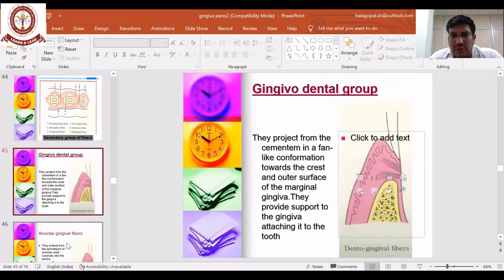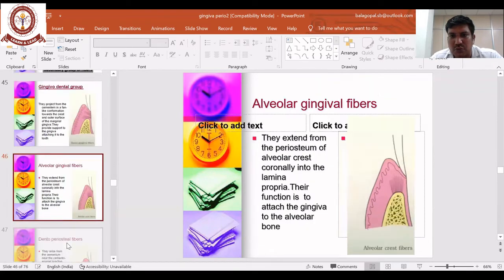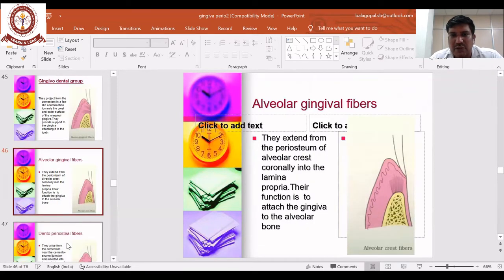Gingivodental group: they project from the cementum in a fan-like conformation towards the crest and outer margin of the marginal gingiva. They provide support to the gingiva, attaching it to the tooth. Alveolar gingival fibers, the second part of the principal fibers, extend from the periosteum of the alveolar crest coronally into the lamina propria. Their function is to attach the gingiva to the alveolar bone.